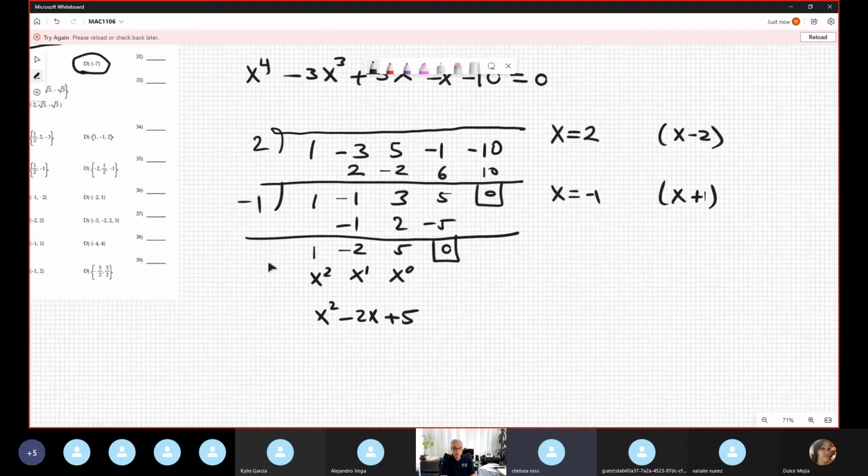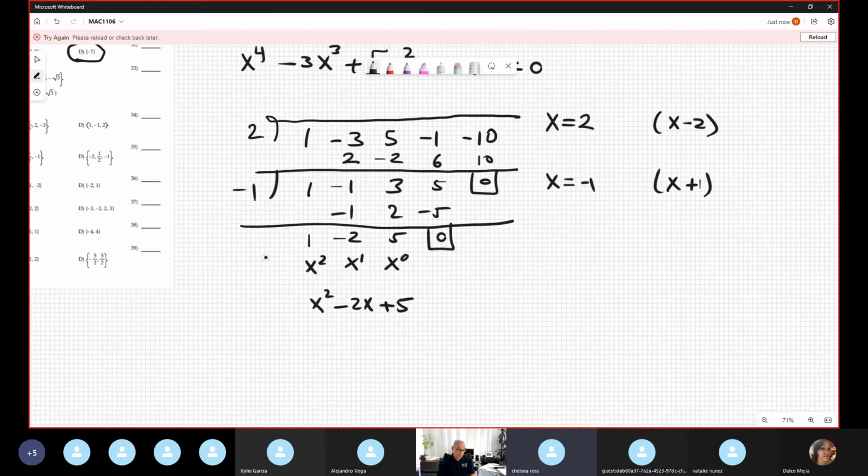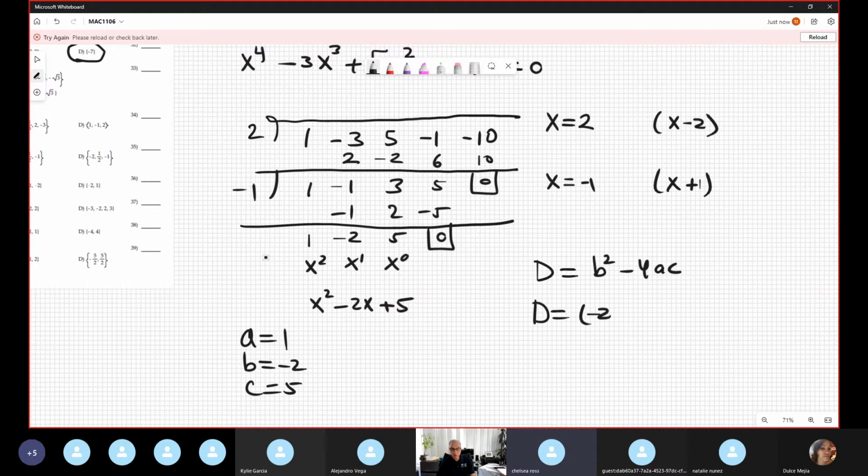It's quadratic, but maybe it's irreducible or not. So one way is using the discriminant. D is equal to b squared minus 4ac. Okay, a is 1, b is negative 2, and c is positive 5. The discriminant is minus 2 squared minus 4 times 1 times 5. So 4 minus 20 is negative 16. Negative 16 is negative. Conclusion: this expression is an irreducible quadratic.